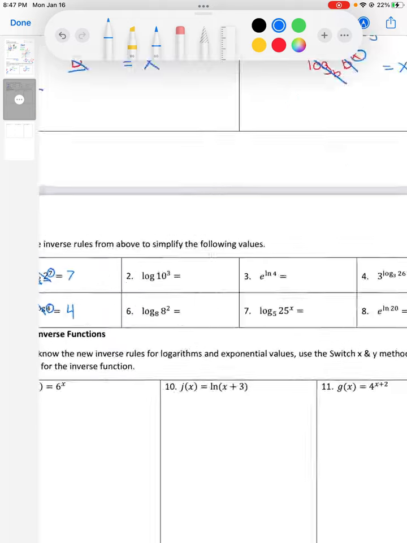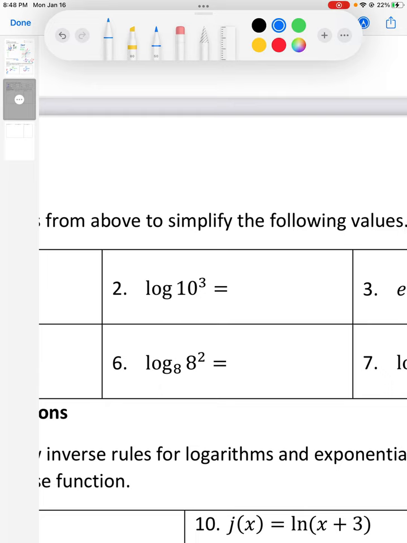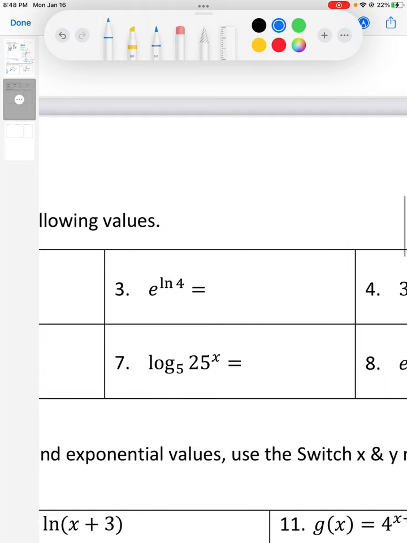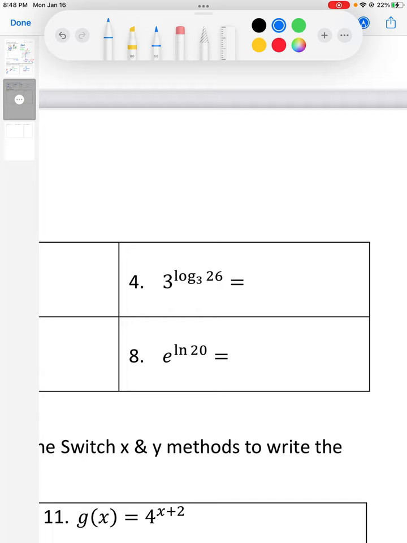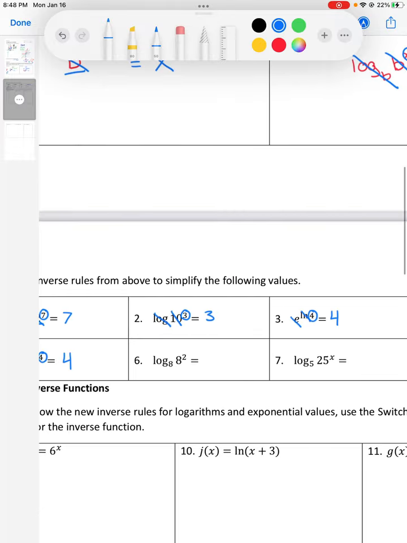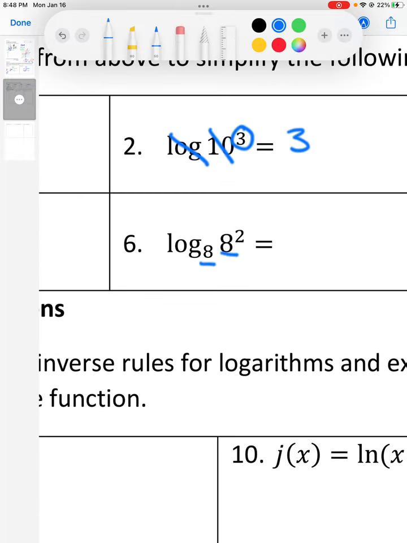Okay, coming back. Here, again, when we don't see a base, we know it's base 10. So they have the same base, so they cancel out, and I'm left with a 3. On question 3, remember, ln is the natural log. It has base e, so they have the same base. We're left with 4 because they cancel out. Here, I'm raising this logarithm to my exponent, but since they have the same base, they cancel out, and I'm left with 26. Going to question 6, again, logarithm, exponent, same base, cancel out, left with a 2.